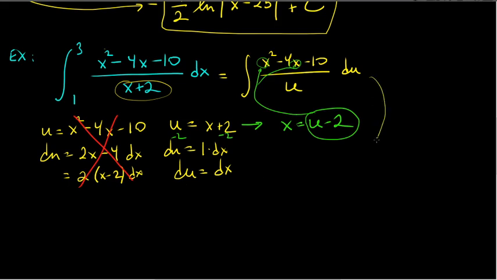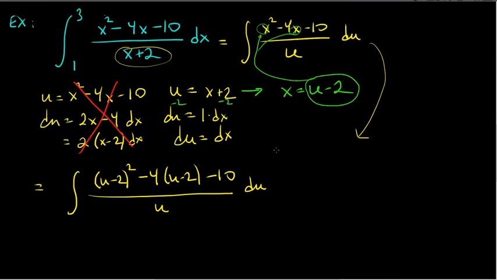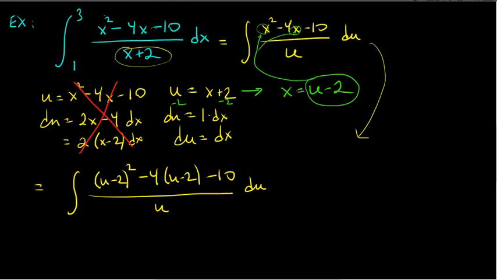Okay, I'm running out of space, so let's do that down here. So this will be u minus 2 squared minus 4 times u minus 2 minus 10 all over u, and then times du, because that was the same as dx. They were the same. And now we get this. And now you might think, wait, this can't be any easier than what was up here, because it's still a fraction, and there's no quotient rule.